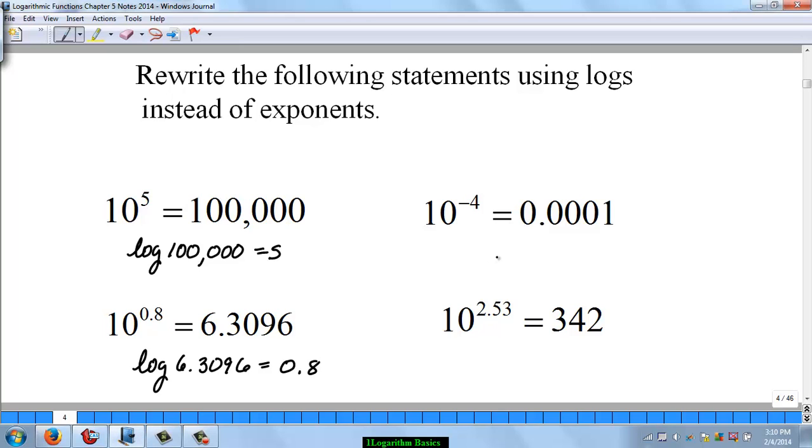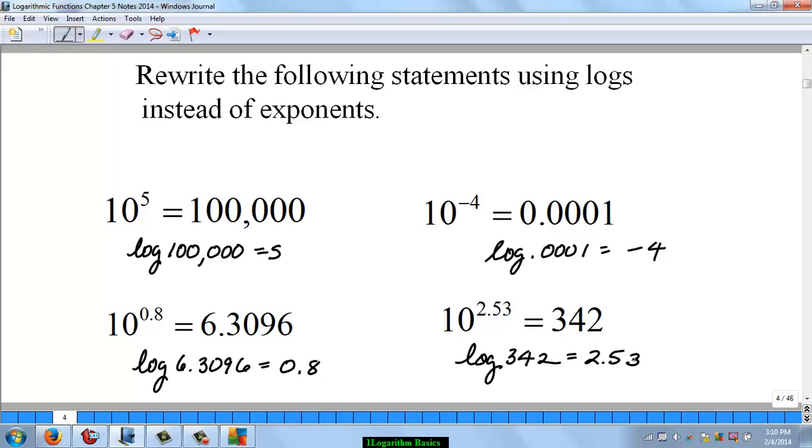Here, the log of 0.0001 equals -4. And the log of 342 equals 2.53. That's kind of interesting. If you were to look at this, see how slow that log function goes? If my x was 100,000, my y is 5. These take forever to grow.